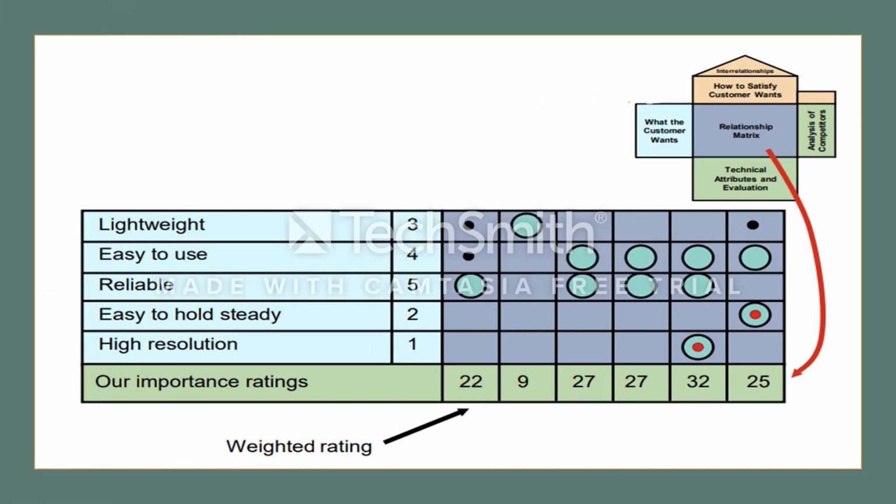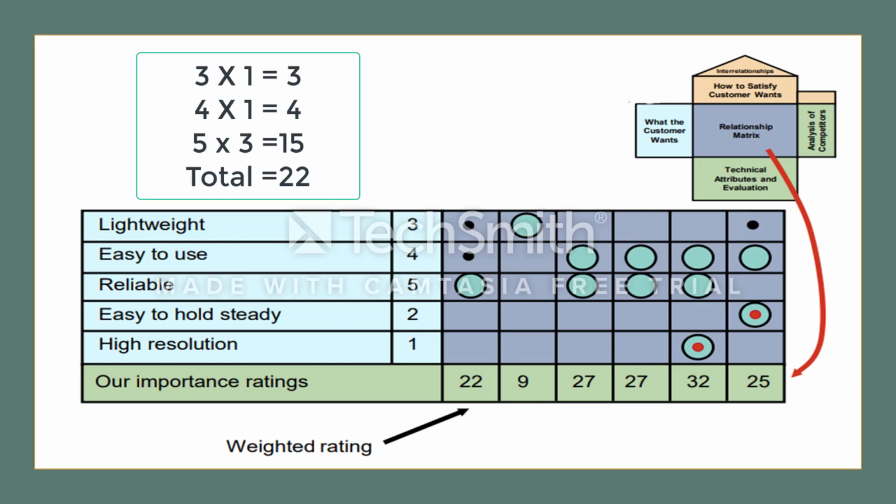The final stage of the relationship matrix is to find out our importance ratings. The bold point is valued at 1. The open circle is valued at 3. The circle with the red dot in the middle is valued at 5. Solving the first weighted rating. Grab a pen and follow along.